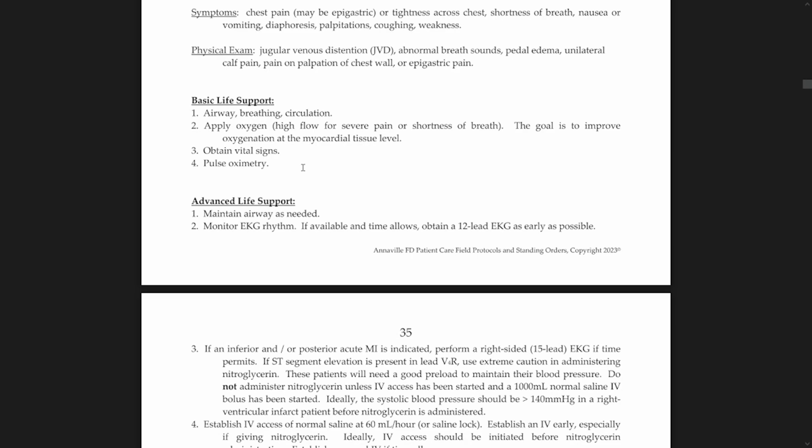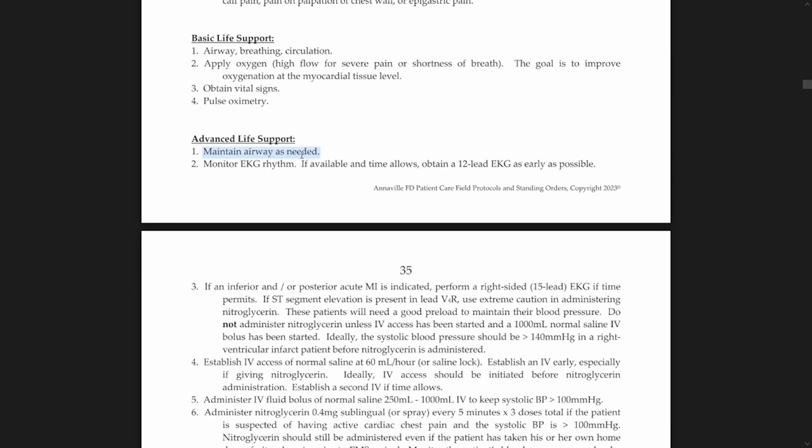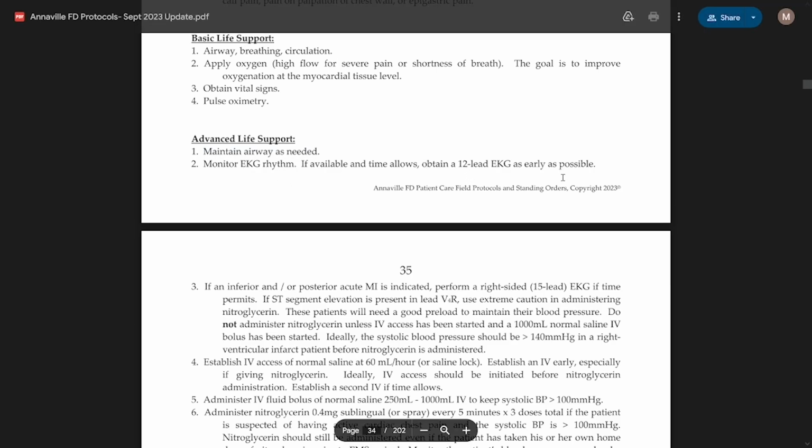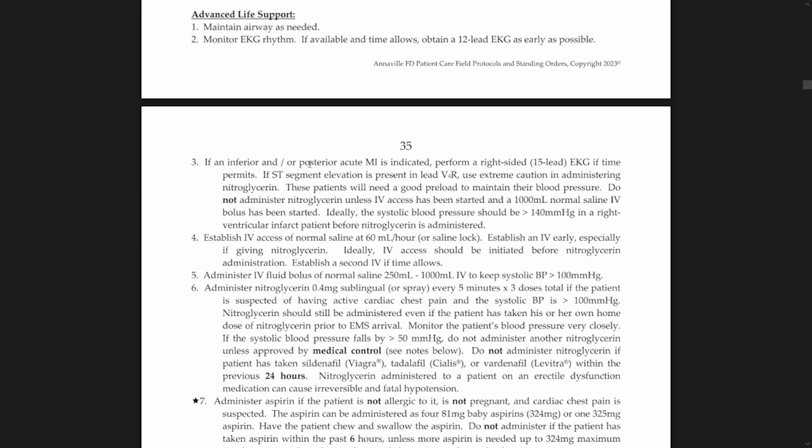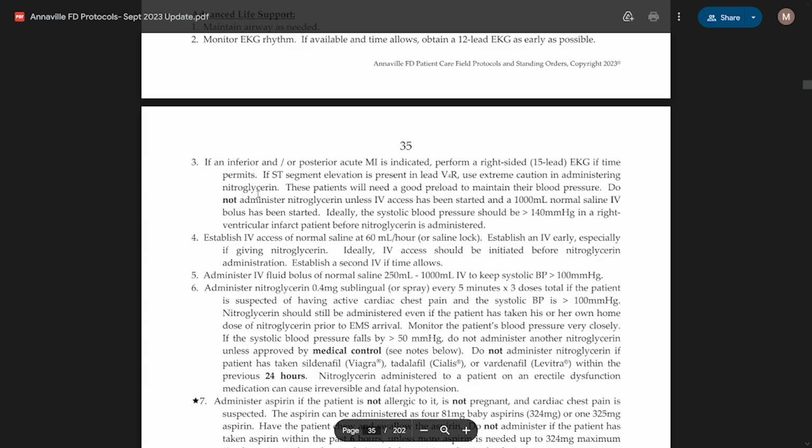Now, for the ALS side, we want to maintain airway as needed. We want to monitor EKG rhythms. If available and time allows it, establish a 12 lead as early as possible. If an inferior and/or a posterior acute myocardial infarction is indicated, perform a right-sided 15-lead EKG if time permits.